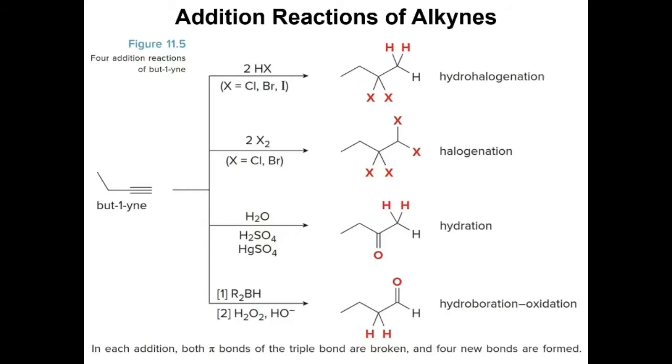Alkynes can undergo several different types of addition reactions, similar to the alkenes. For example, we have hydrohalogenation reaction, which is the addition of hydrogen halides. Halogenation reaction, which is the addition of halogen atoms. Hydration reaction, which is the addition of water. And hydroboration reaction, or hydroboration-oxidation reaction, which is also the addition of water. In each addition, both pi bonds of the triple bond are broken, and 4 new bonds are formed. In this chapter, we're going to take a look at every single one of these reactions in a little bit more detail.